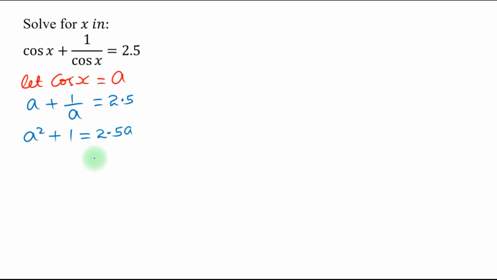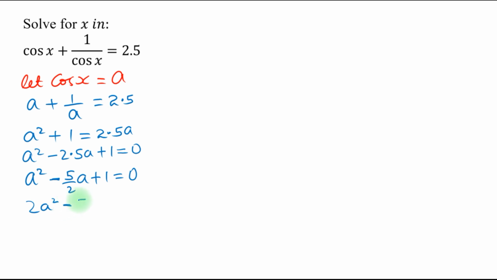Rearrange it in the form of a quadratic equation. We shall have a squared minus 2.5a plus 1 is equal to 0. Since the coefficient of a is a decimal, there's another way we can rewrite it. That will be a squared minus 5 over 2 a plus 1 is equal to 0. Multiply through by 2, we shall have 2a squared minus 5a plus 2 is equal to 0. Now we are comfortable to move on.